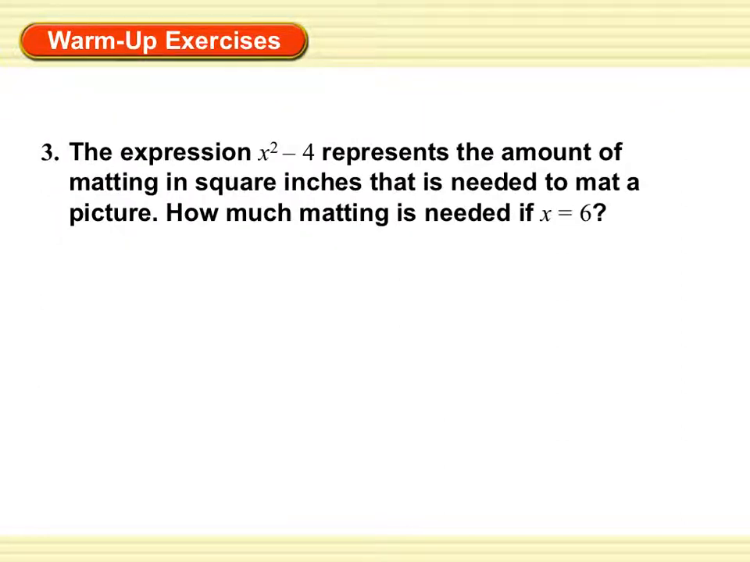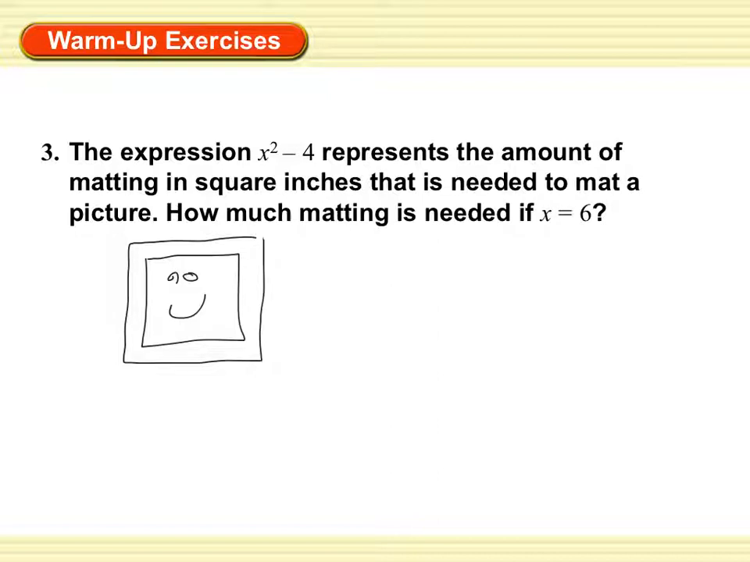Next, this is when I think you guys are probably sitting back thinking, dang, I hope this assignment is easy as our warm-up. Yeah, it's not. The expression x squared minus 4 represents the amount of matting in square inches that is needed to mat a picture. If we've got an awesome picture, the matting is what goes around it. And then the frame is what goes around that.